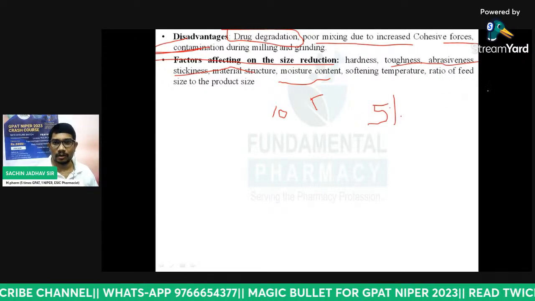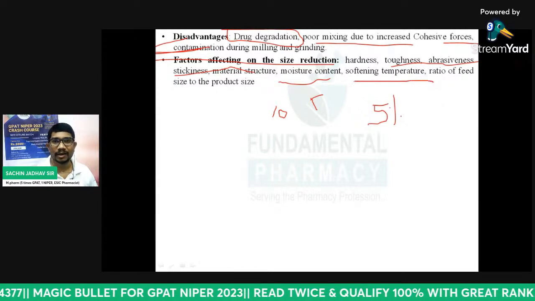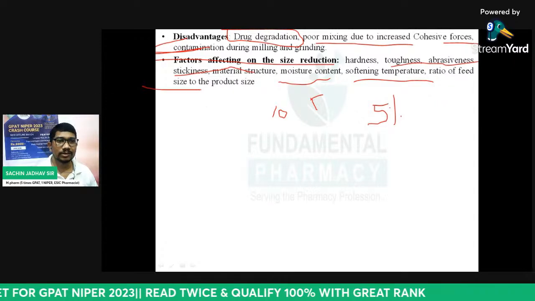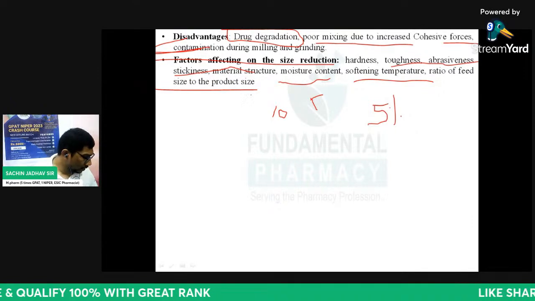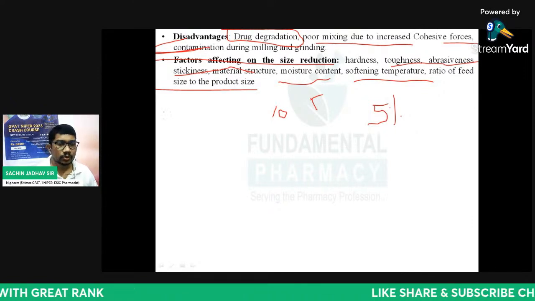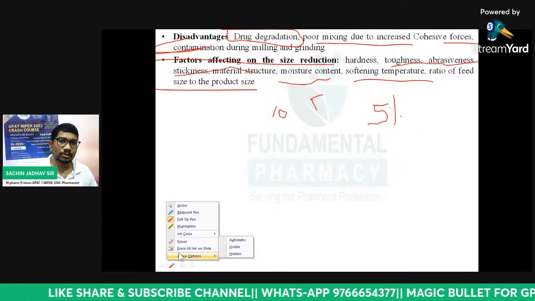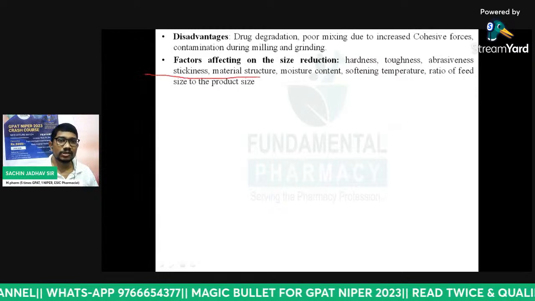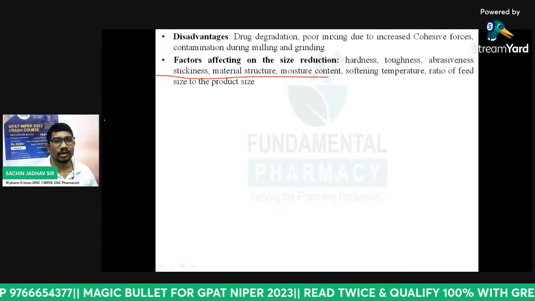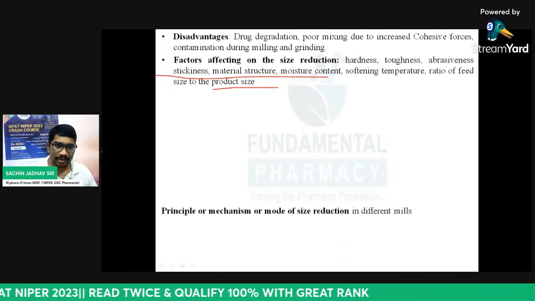Okay. Then you have to consider the softening temperature of that material, and the ratio of feed size to the product size. How much feed you put into the mill, and what product size comes out, the rate of size reduction also depends on that. So these are the factors affecting size reduction: hardness, toughness, abrasiveness, stickiness of material, material structure, moisture content, softening temperature, ratio of feed size to the product size.